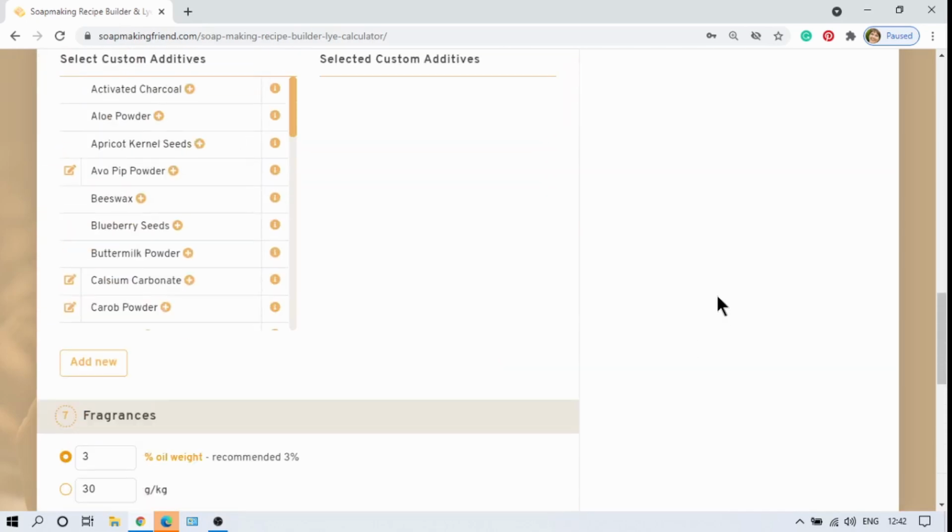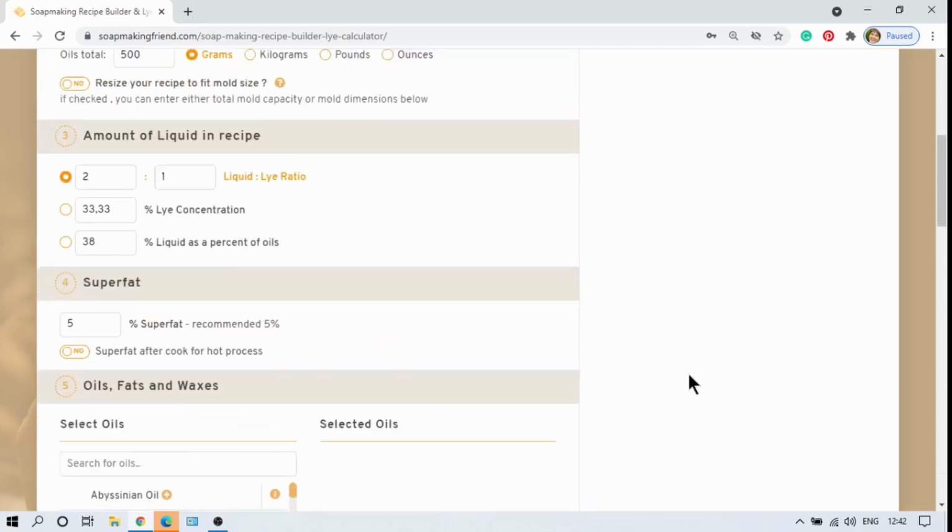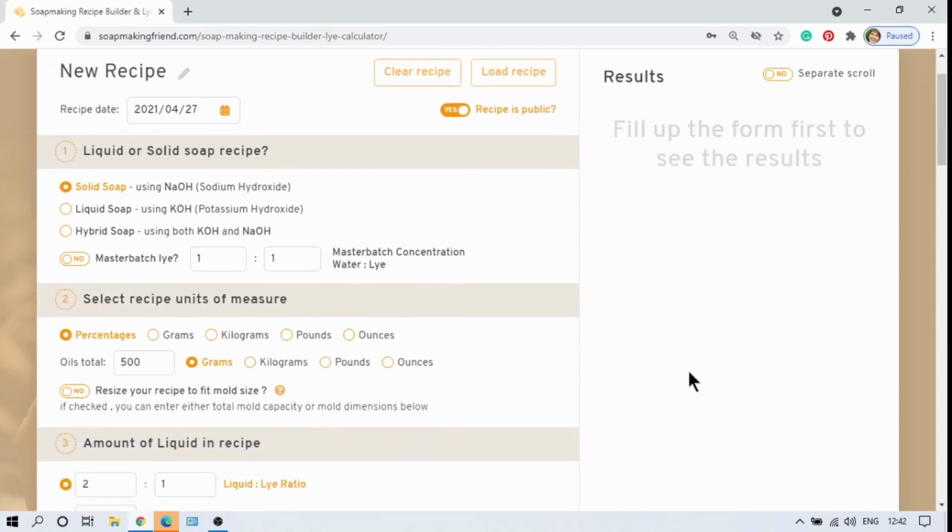You will see here on the right hand side, here is an empty space here. The moment when you start to fill in your recipe, all your information will show up on the right hand side. It says fill up the form first to see the results. So your results will come in here on the right hand side.